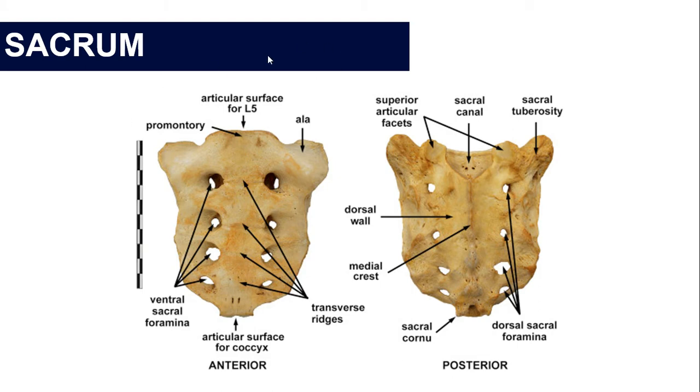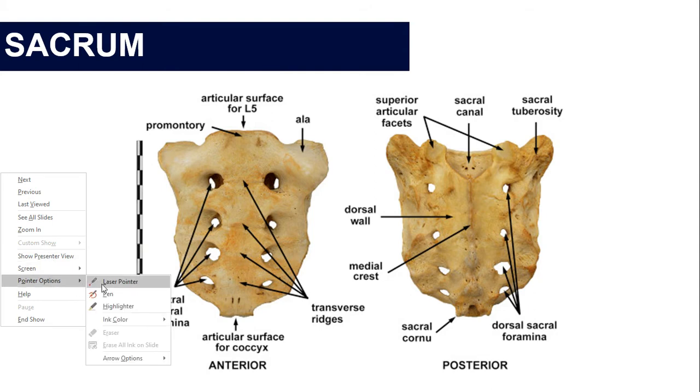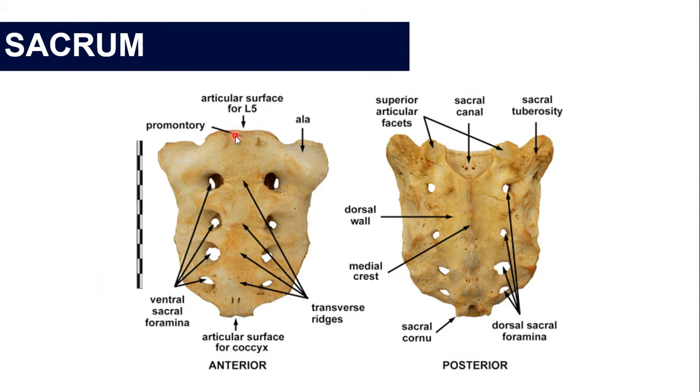So the upper border, or the base of our sacrum, is here. It actually articulates with the fifth lumbar vertebra. The narrow inferior border articulates with our coccyx. Laterally, the sacrum articulates with two iliac bones to form your sacroiliac joint. So this is where your iliac bones will connect.